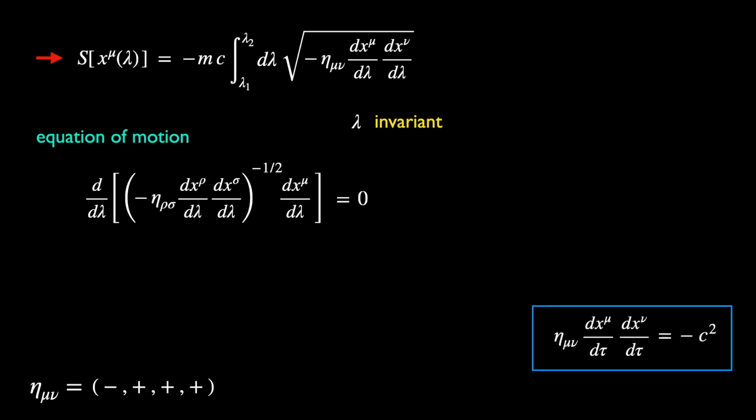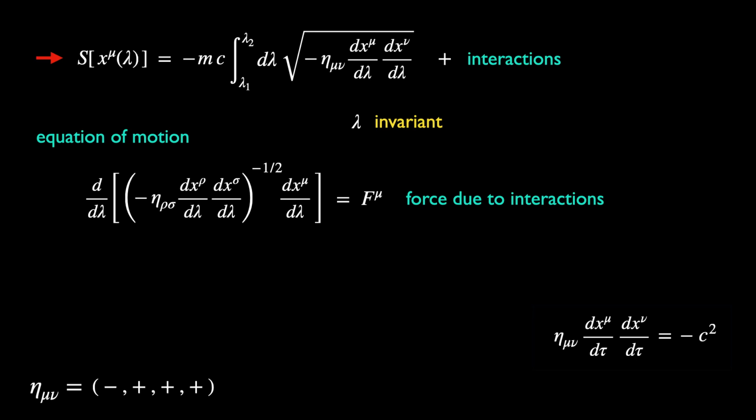A situation in which this is even less obvious is when there are interactions, which will result in a force term on the right-hand side. Why should such an equation of motion, which may be very complex in general, preserve the velocity-magnitude constraint?